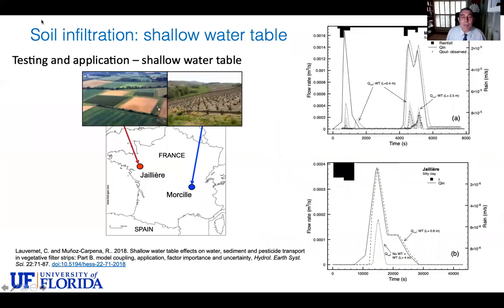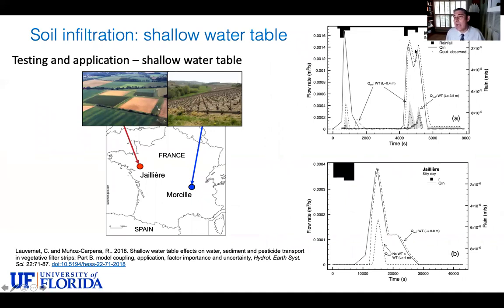Then we went and applied it to two locations with limited data in France. One of them was in Jaguar, which has silty loam soils, very waterlogged soils, for cereal production, and then Morsil in the Rhone Valley, wine production, sloping lands, more sandy loam type of soils, and we just checked the effect that could have.